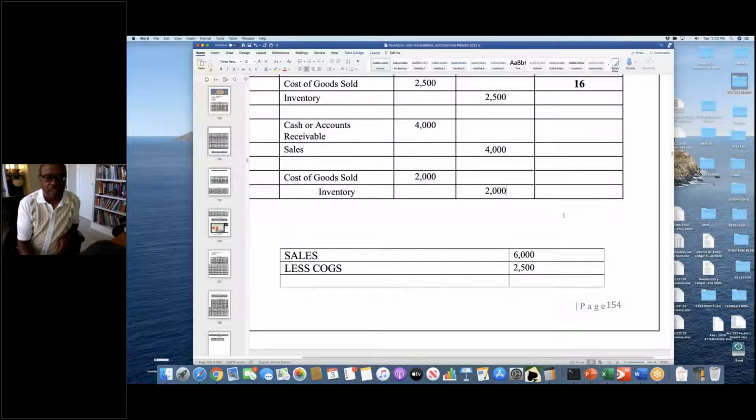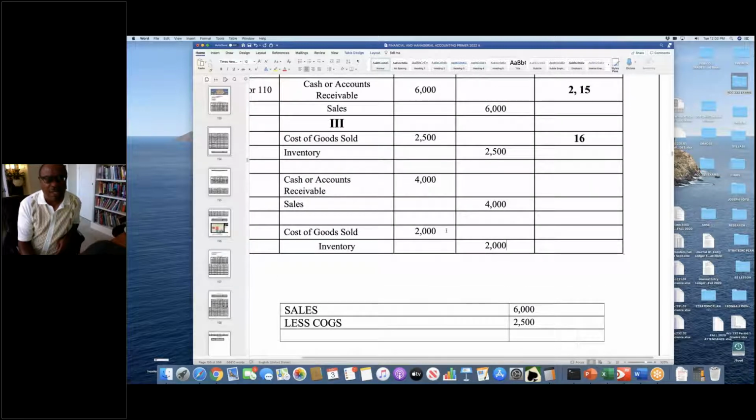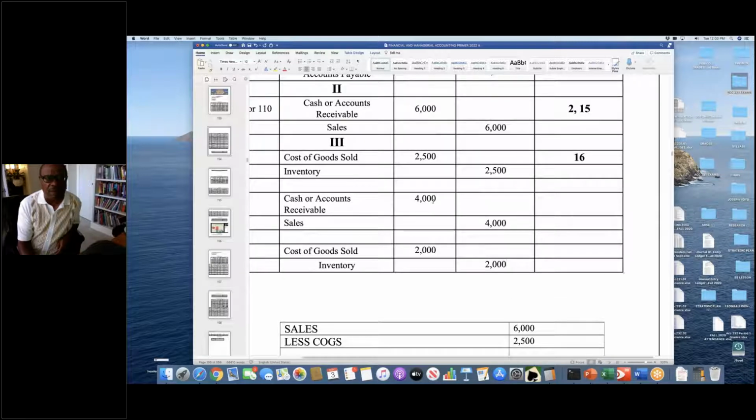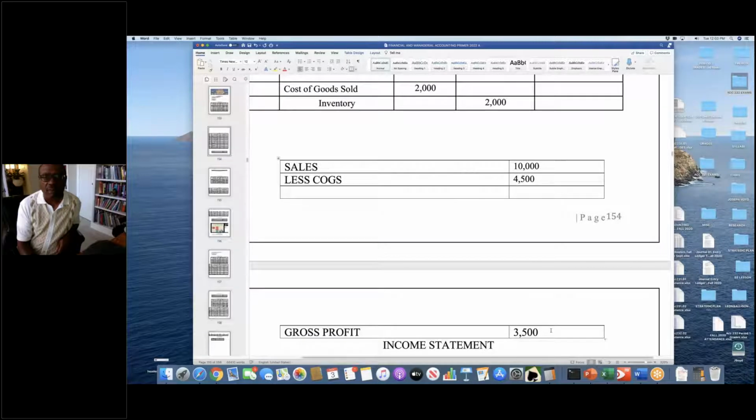So what do our sales and cost of goods sold look like now? Sales are going to be what? 4 and 6, or what? 10,000. Right? And cost of goods sold is going to be what? 2 and 45. 4,500. So what's our gross profit now? It's going to be another what? 5,500.